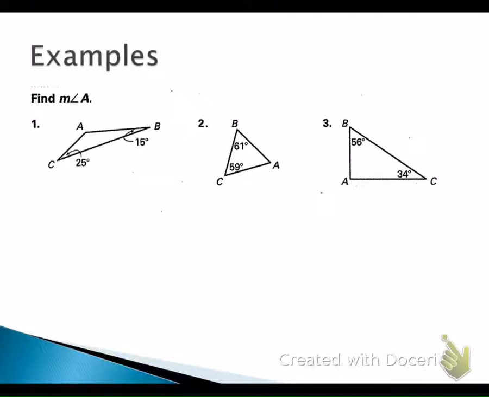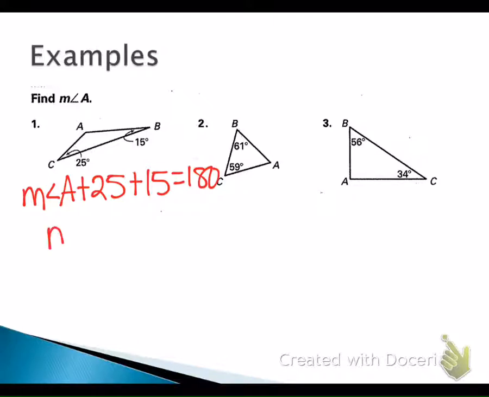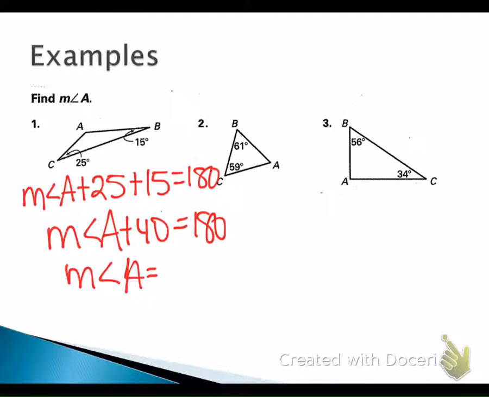Let's practice some examples using that information. I know if I add up all three angles, I will get 180. So I don't know the measure of angle A, but if I add the measure of angle A plus 25 plus 15, I should get 180. And then all I have to do is solve. Measure of angle A plus 40 equals 180. Therefore, the measure of angle A is equal to 140 degrees.